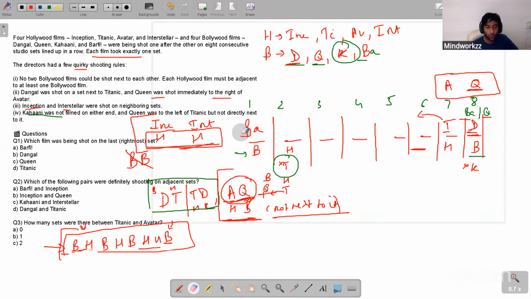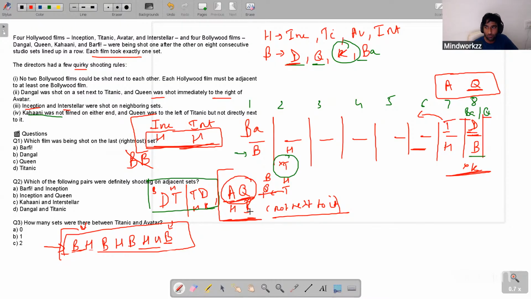Of course, now we are going to move further on with the set. So what other clues do we have? We have a lot of clues left, and we have to use a lot of information to find the answer. So, Dangal and Titanic, you see that we have tried to use it here. And we have Inception and Interstellar being on neighboring slots. Of course, Hollywood is going to be next to each other, and Queen was to the left of Titanic, but not directly next to it.